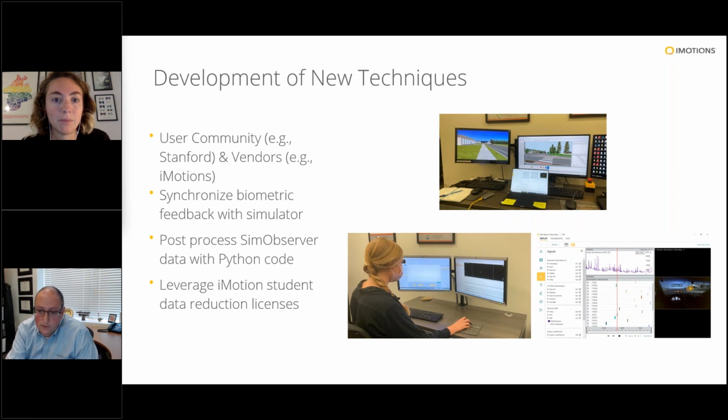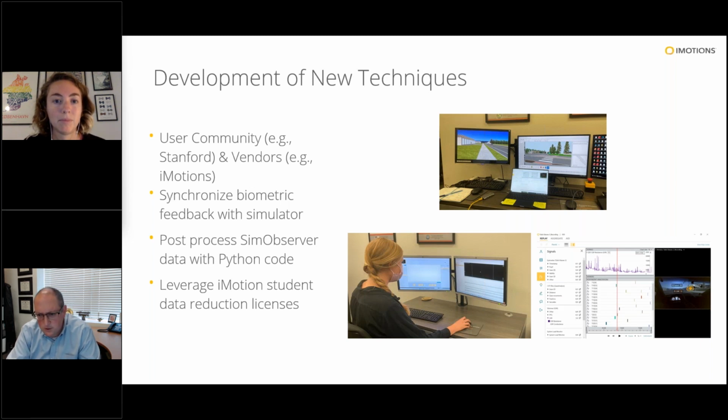So one of the things that was super important to us in terms of leveraging biometrics to the greatest extent possible was to synchronize the biometric data acquisition with our simulator output. And so in collaboration with the support team at iMotions and our simulator vendors, RTI, we helped figure out a coding scheme that would allow us to do that in an effective way. We've applied some pretty slick techniques using simple Python code to extract data directly from our simulators in a way that's effective and efficient.